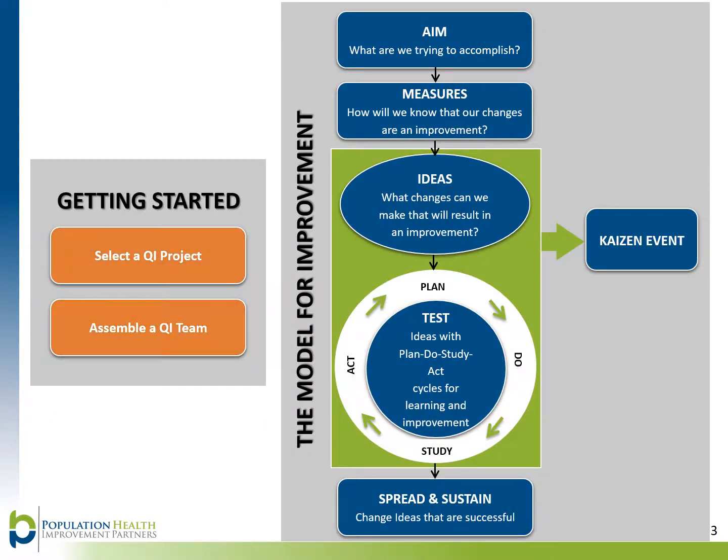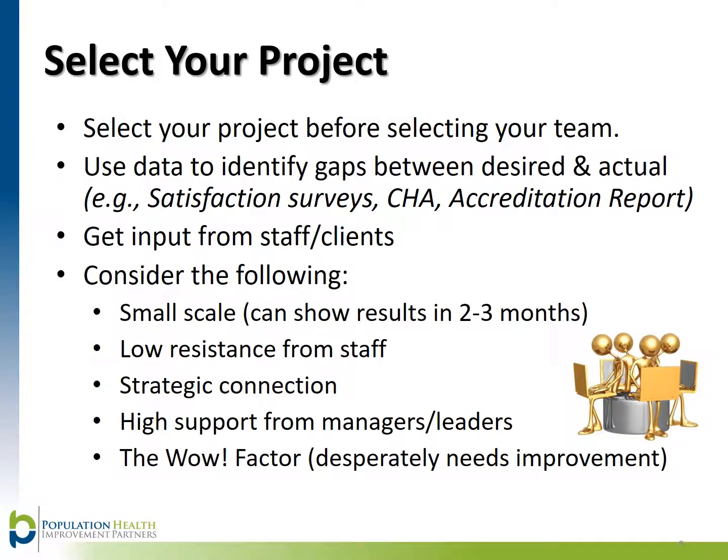Selecting your project and team are precursors to the model for improvement. Deciding what your project will be and who will be part of the QI project team are crucial to begin working through the model for improvement. Selecting your project before choosing your team ensures that you will identify the right people to be on the team. For example, it would not be beneficial to have a team filled with staff from the contracts department if you are working to improve a process in the human resources department.